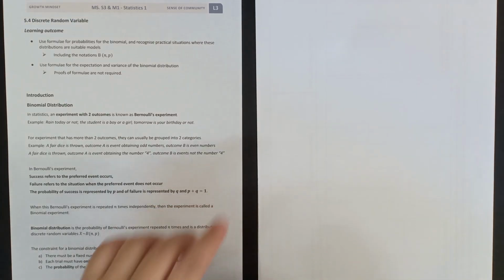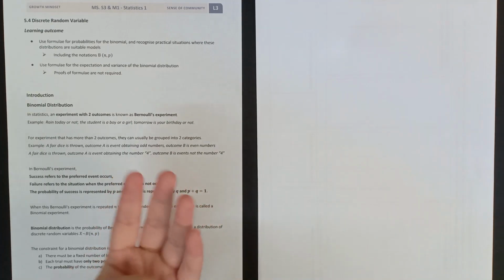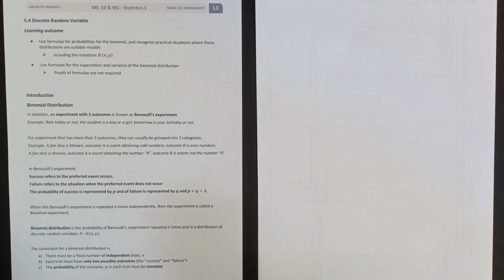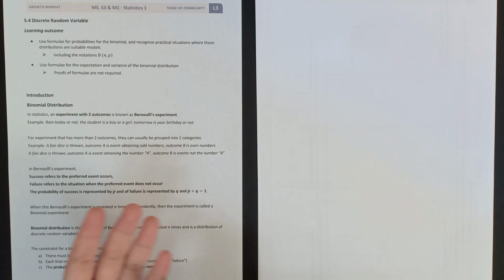For the previous lesson we learned what a discrete random variable is, how to create one and how to calculate the respective probability, and to create a probability distribution. And for the last lesson we learned how to find the expectation, which is the mean, and the variance of a discrete random variable.